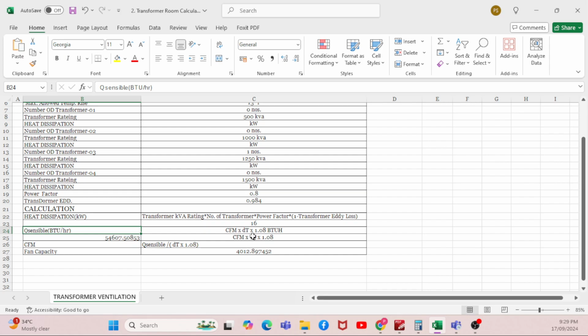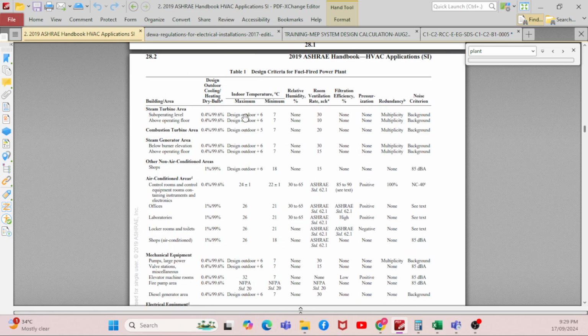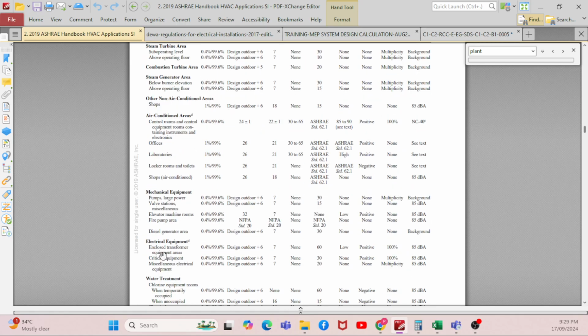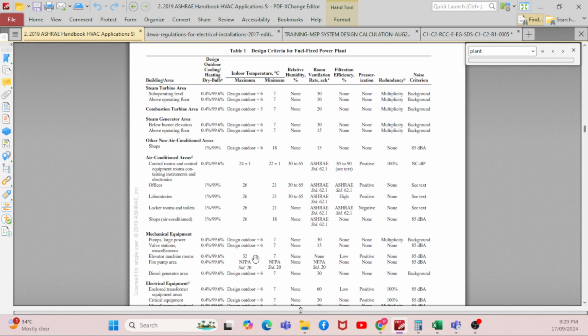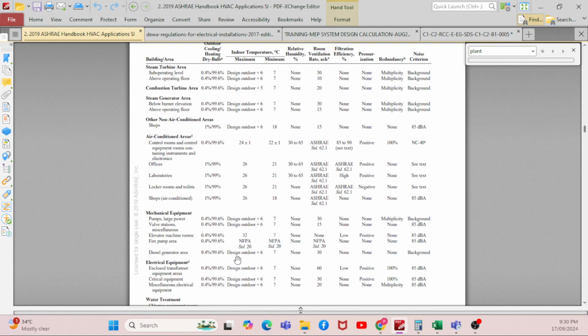Now you need to find the delta T, which is basically the temperature difference between outdoor and indoor. For example, if you go to the 2019 ASHRAE Handbook, you can see the electrical equipment, which is enclosed transformer equipment areas. Here you can find the maximum and minimum temperature. The maximum temperature will be the design outdoor temperature.